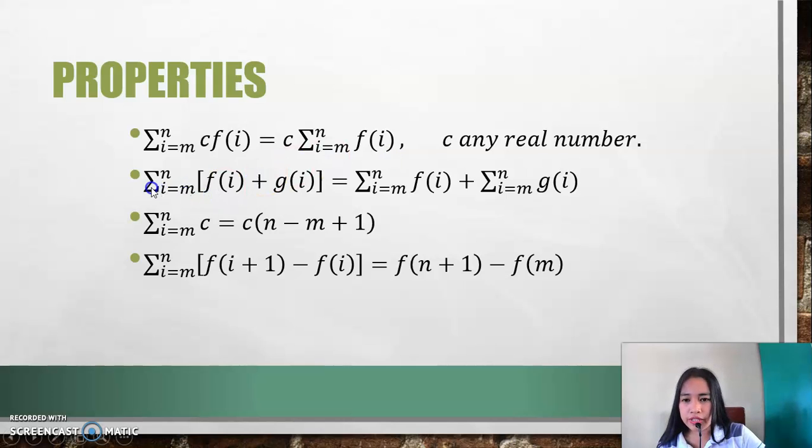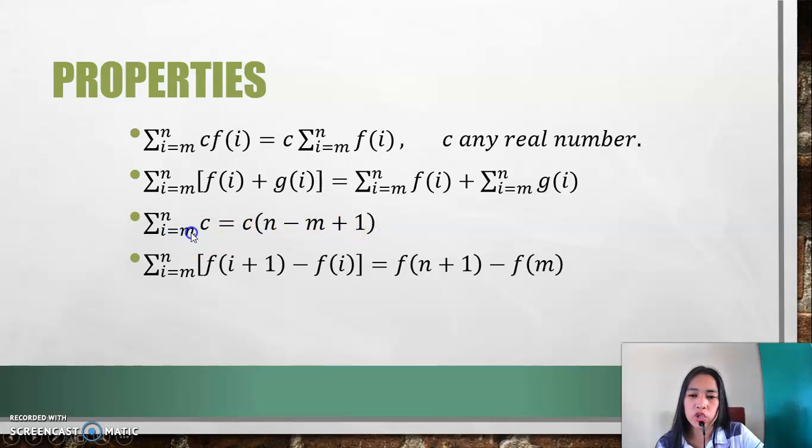Also, number 2, second property, summation of f of I plus g of I from I equals m to n. It's equal to, gibungkag lang nato siya, summation of f of I from I equals m to n plus the summation of g of I from I equals m to n. So, gi-distribute lang siya. This is distributive property. Next is the summation of c from I equals m to n. c is a constant number, so we have c times the quantity of n minus m plus 1.